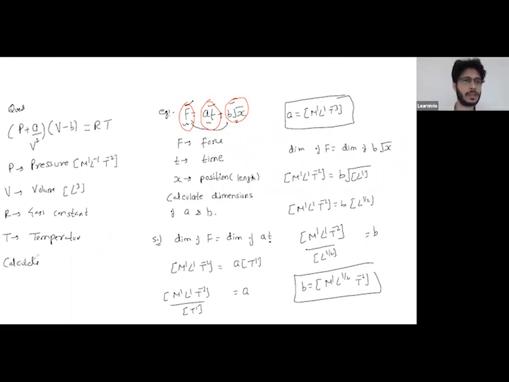You're supposed to calculate dimensions of A and B. There's one hint in this question, and the hint is no use of R and T. Don't worry about the dimensions of R and T. Even without R and T, you can calculate the dimensions of A and B. Calculate and report your answer in chat.